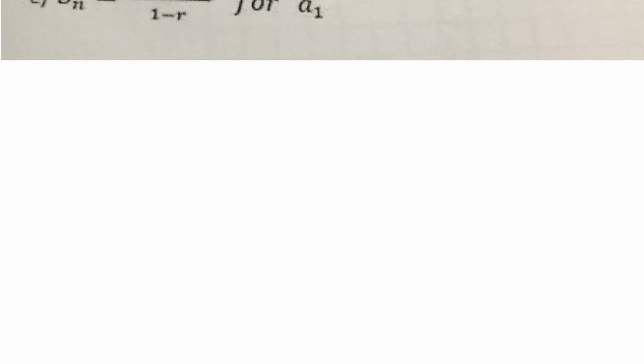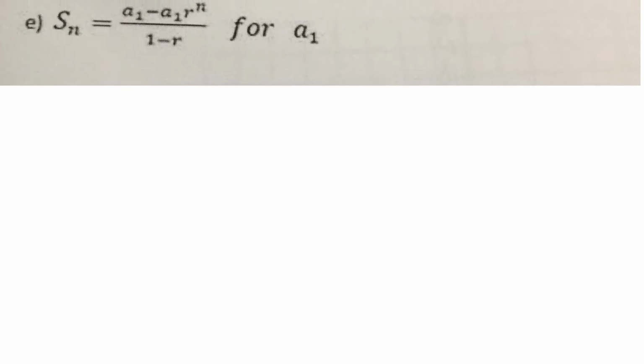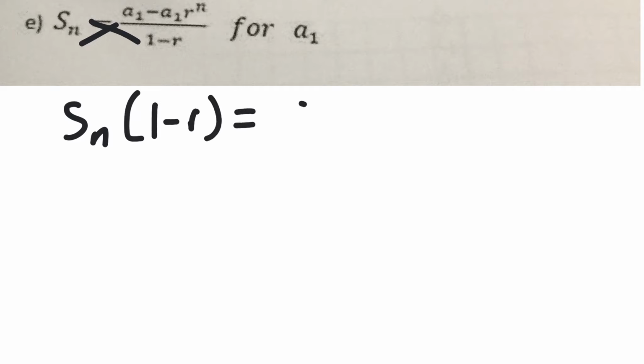Okay, here we've got s sub n equals a sub 1 minus a sub 1 times r to the n over 1 minus r. And I want to isolate for a sub 1. So I'm going to get rid of this fraction first. So since it's all being divided by 1 minus r, I'm going to multiply both sides by 1 minus r. So that's going to be s sub n times 1 minus r equals a sub 1 minus a sub 1 times r to the n.